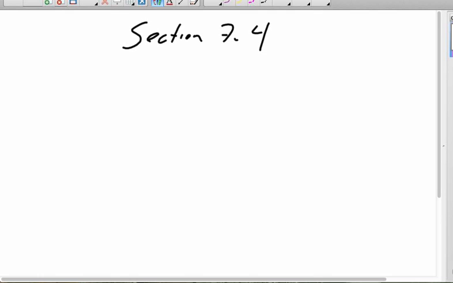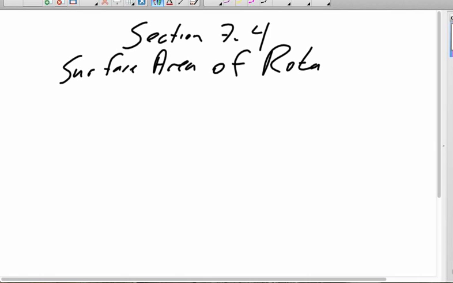This is the second part of section 7.4. And here we're going to be talking about surface area of rotations.